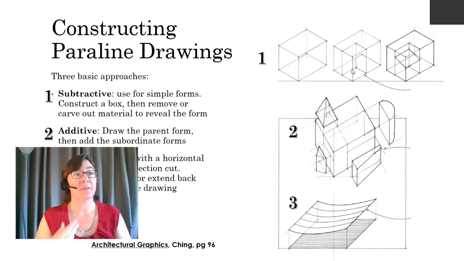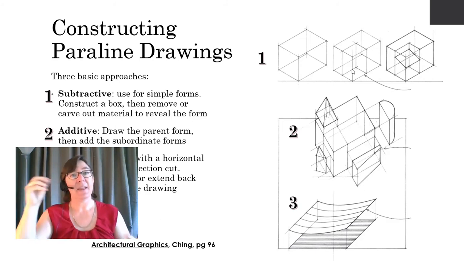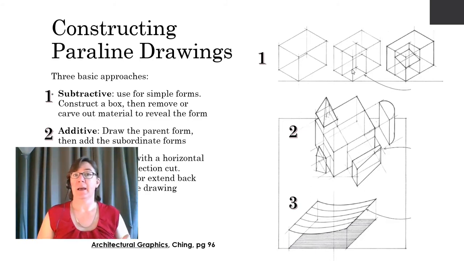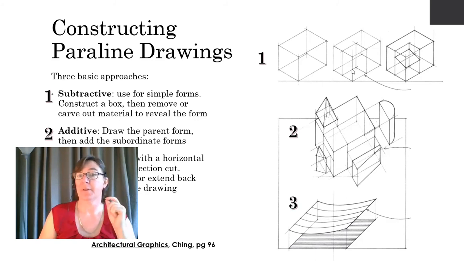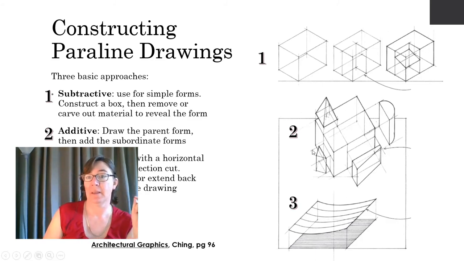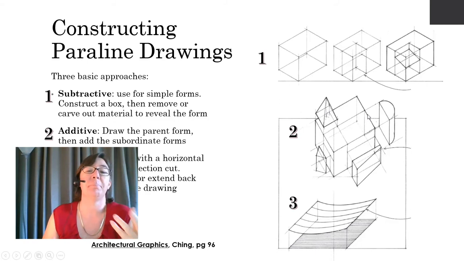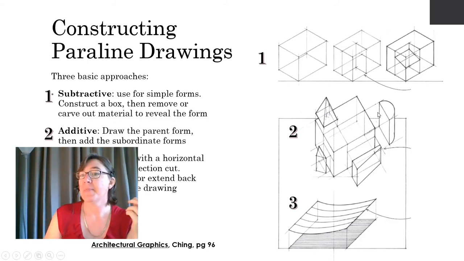The second approach is called additive, and you will draw a basic form, or they call it a parent form, and then add things onto it, subordinate forms. And so here's an illustration of that. In this case, the form is basically a box, and then it's got some extras added onto it.